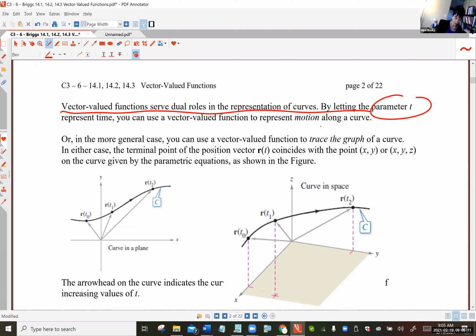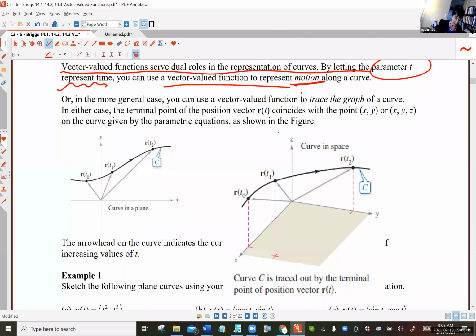If you let the parameter t represent time, you can use a vector valued function to represent motion. So you can trace the graph of a curve. Now, when you graph one of these vector valued functions, full disclosure, you're actually getting a collection of the outputs, which are just vectors. But you're never going to see the graphs look like a collection of vectors.